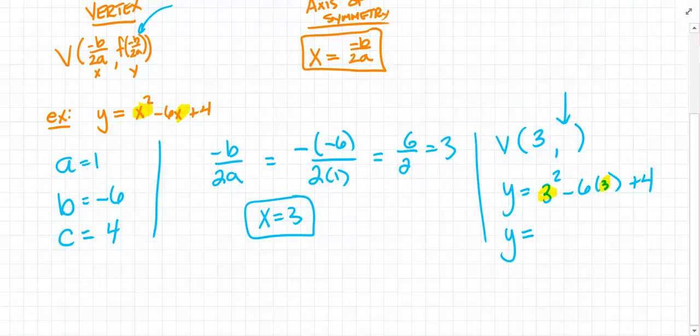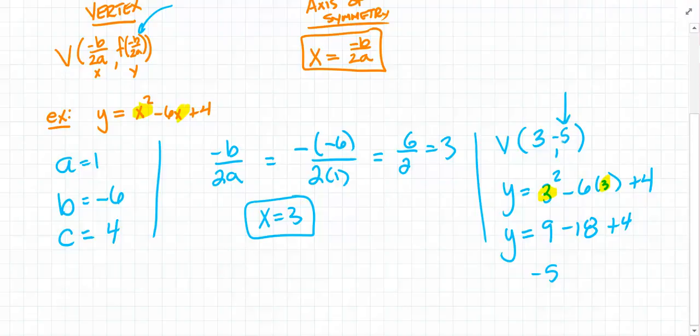So this would give me 9, right? 3 squared is 9. 6 times 3 is 18. And then I would add 4. So 9 minus 18 is negative 9. Negative 9 plus 4 is how much? Negative 5. So here we go. Now I'm thinking that the vertex is at 3, negative 5.